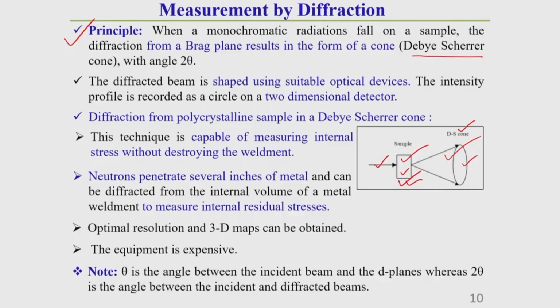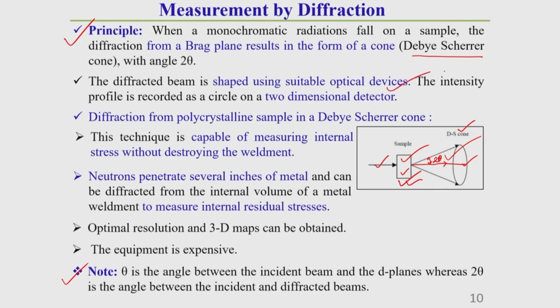By comparing these two, we can easily find out the residual stress distribution pattern inside this specimen. Here, this cone makes an angle 2 theta with this horizontal axis; you should keep this in mind. That means the angle between this incident ray and this diffracted ray is 2 theta, which I have written at the end of this slide. This diffracted beam is generally shaped using a suitable optical device.